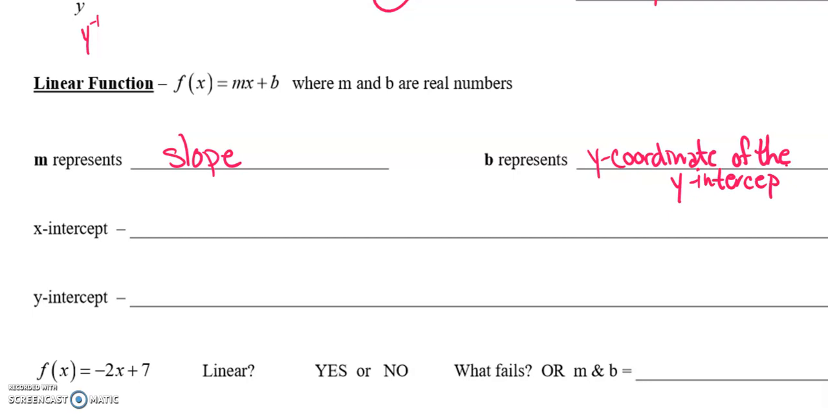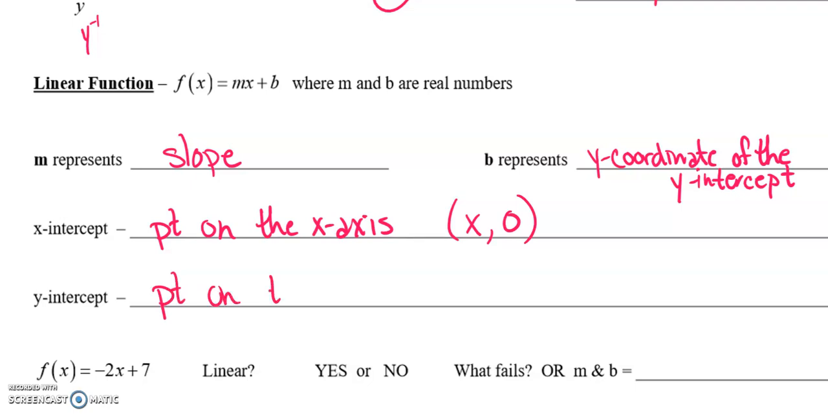Remember, intercepts are points that lie on either the x or the y axis. Oh, sorry, I jumped the gun. What's an x-intercept? It's a point on the x-axis. The point will be x comma 0. And the y-intercept is a point on the y-axis. That'll always be of the form 0 comma y.